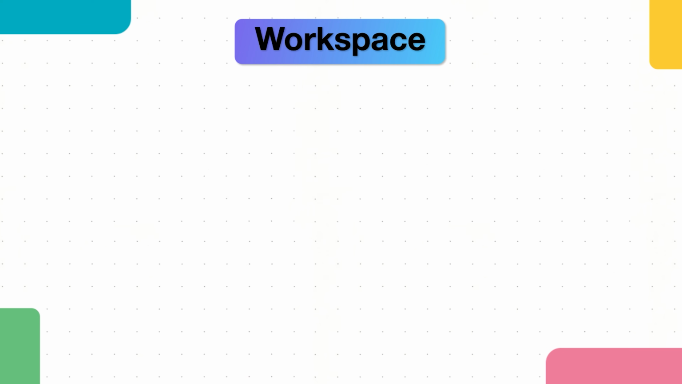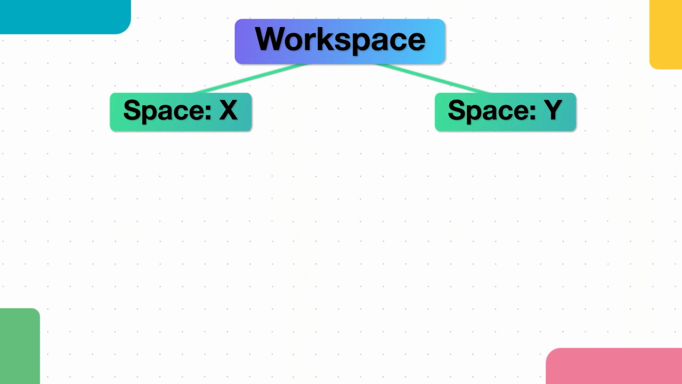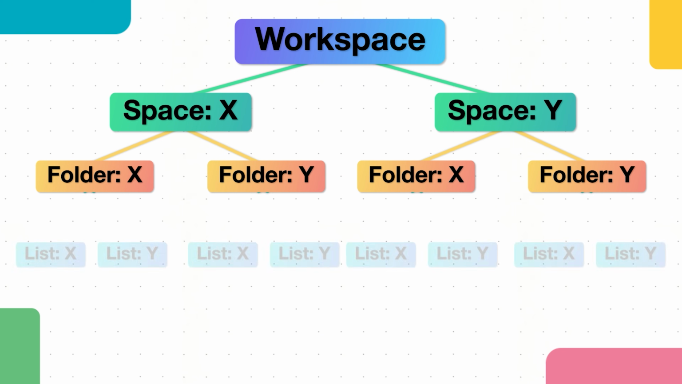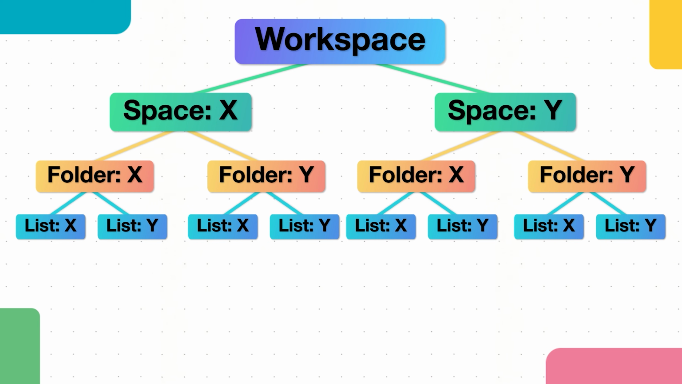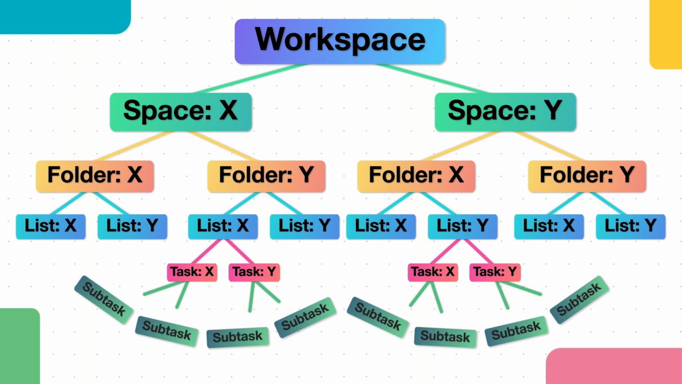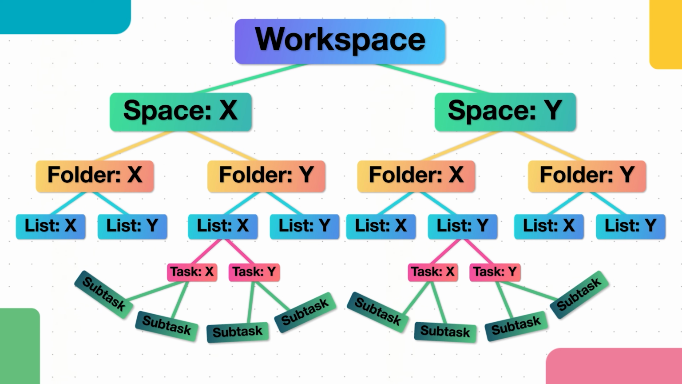Your company, contains spaces like departments or big categories, which in turn contain folders, optional grouping within a space, often projects or sub-departments, which contain lists, collections of tasks, often one project or topic, a list of tasks, which in turn contain tasks, the actual work items, which can have subtasks, further breakdown of tasks. So there are 6 levels in total, including subtasks.